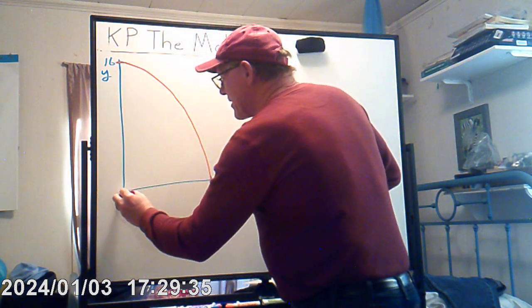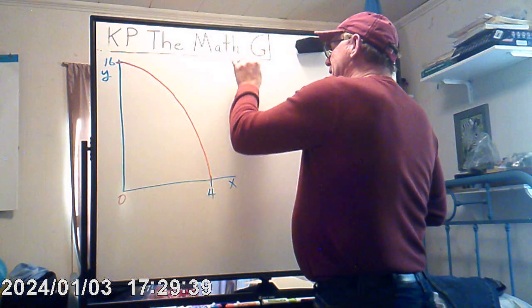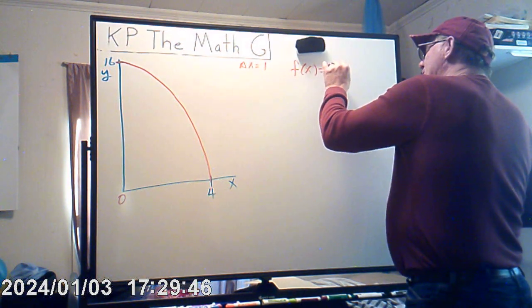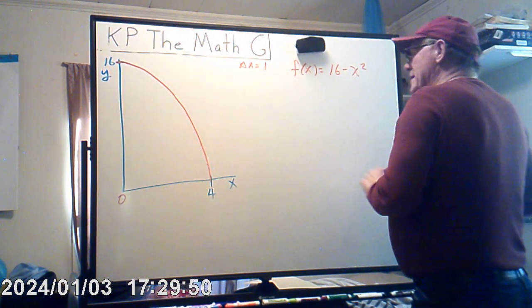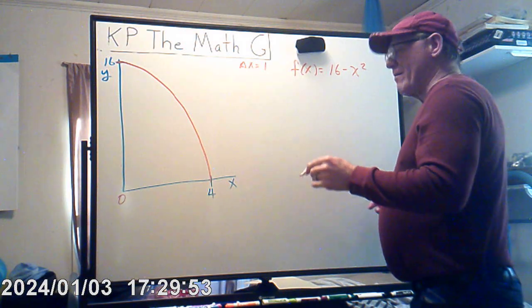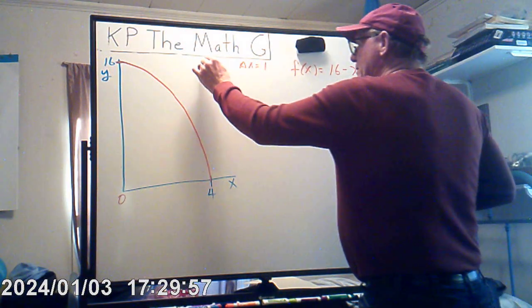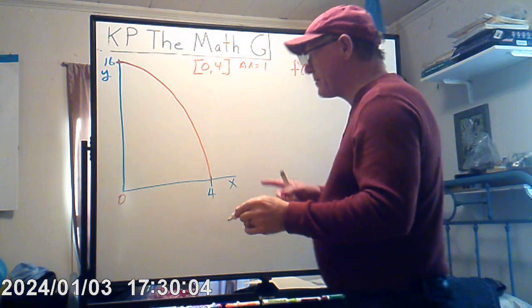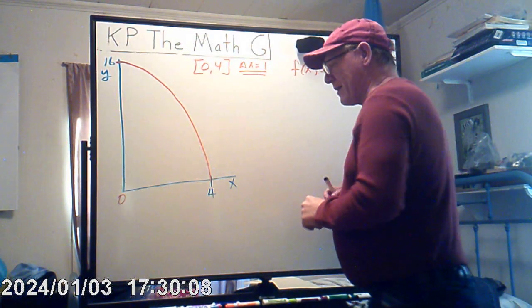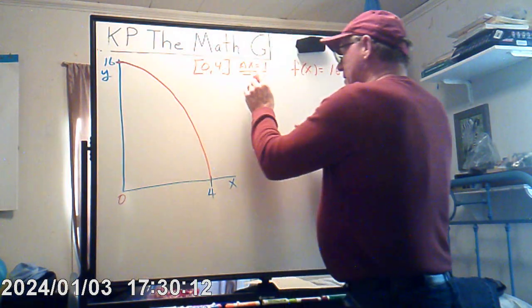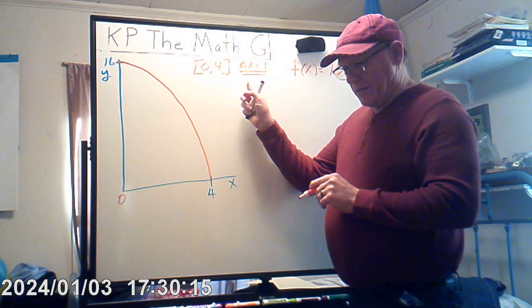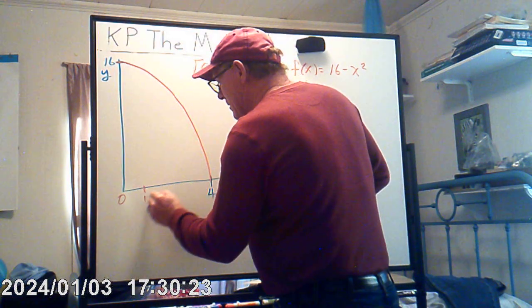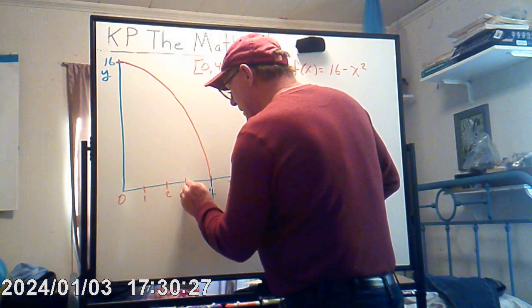Now again 0, and since we already know that delta x is equal to 1, and we know that the function is f of x equals 16 minus x squared. We're still using the exact same thing. And remember, we're looking at the closed interval from 0 to 4. We're only forming 4 rectangles, so each rectangle's delta x is equal to 1. Delta x means that's the width. So 1, 2 in the middle here, 3 here, 4 there.